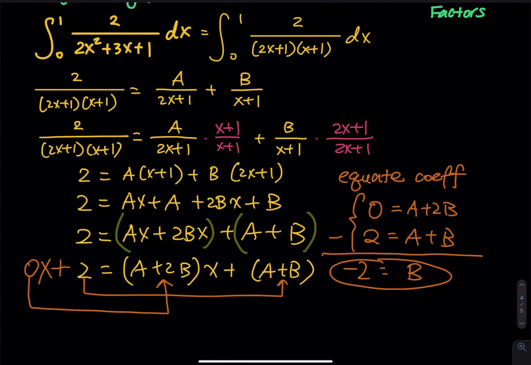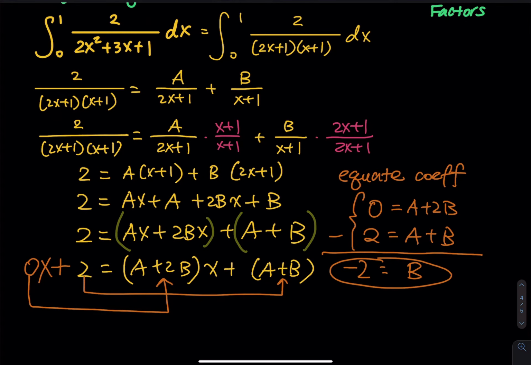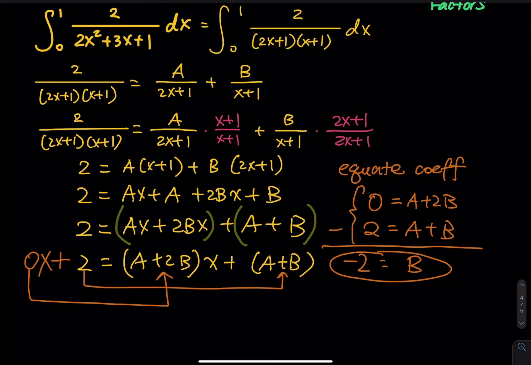b is equal to -2, and then you plug it into either equation. I prefer the second one. 2 is equal to a plus b, so with b being -2, a is equal to 4. So now I got a and I got b. So all you have to do is put the a and b back into the very first line.